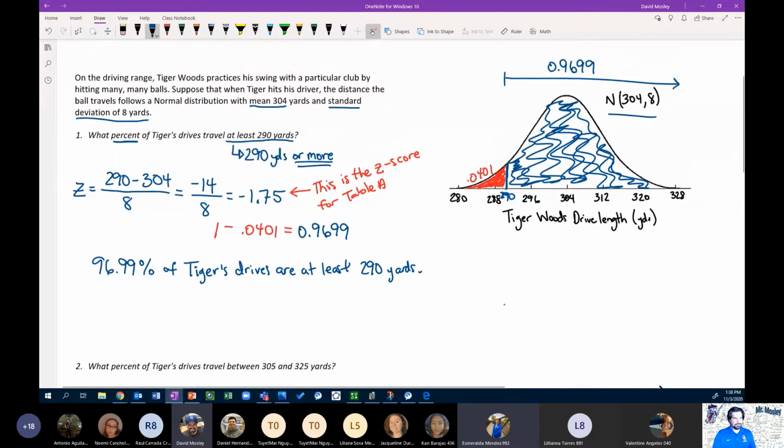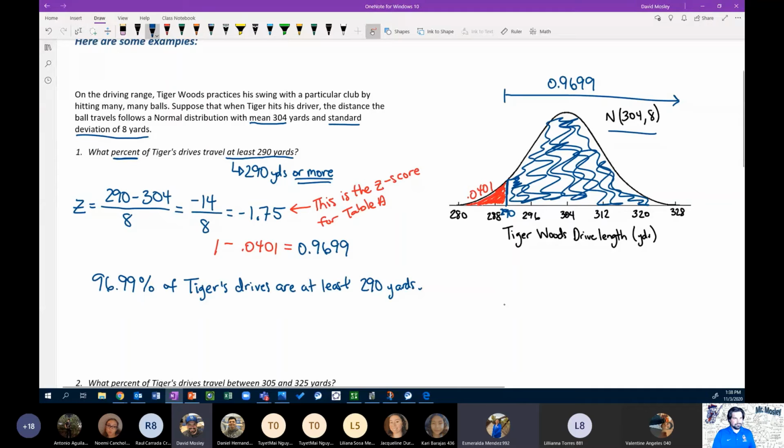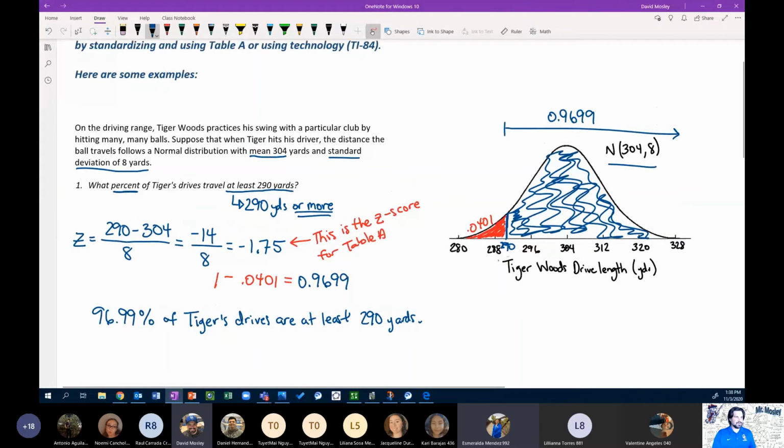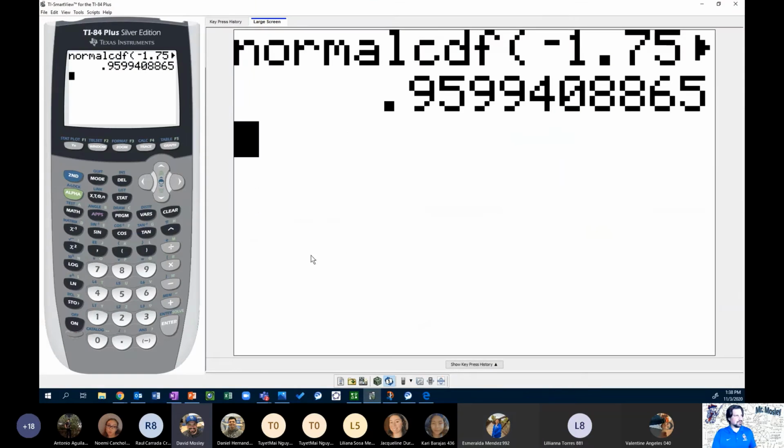Could you actually explain how you got the lower bound number with the 100? The 290? No, the 100,000. Oh, yeah, the larger amount. So, yeah. So in the calculator, right?